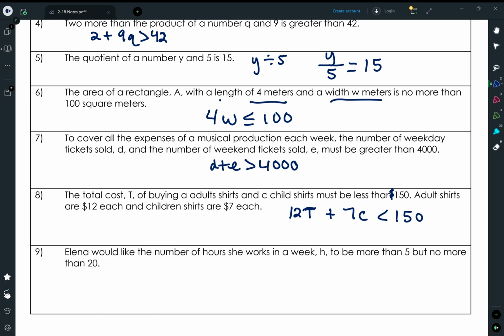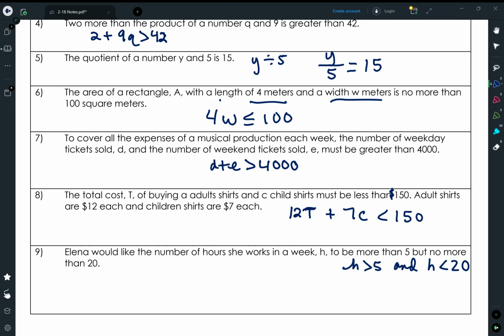Elena would like the number of hours she works in a week, H, to be more than 5. So she wants H to be more than 5, but also no more than 20. So she wants H to be less than 20. Does she want it to be less than or equal to?